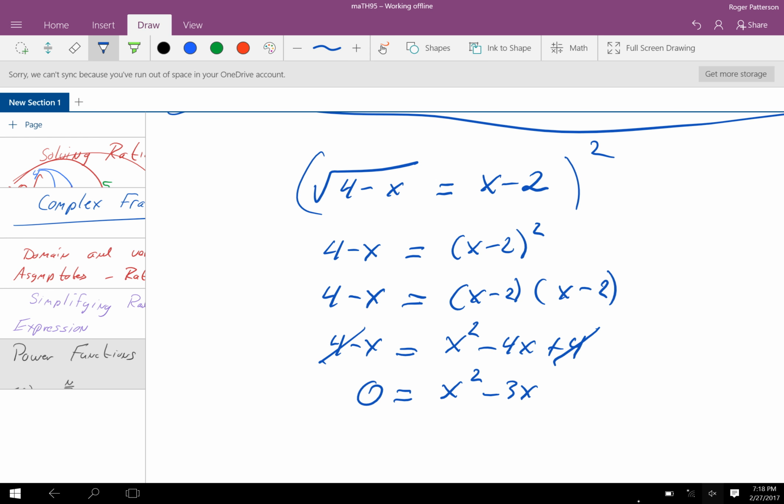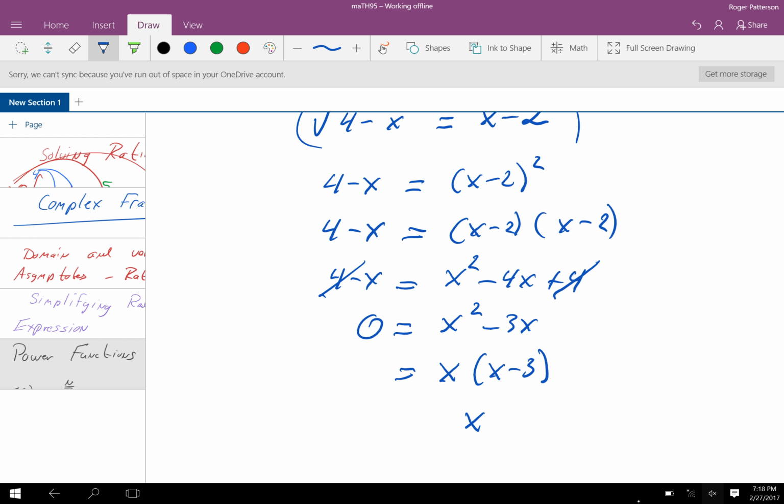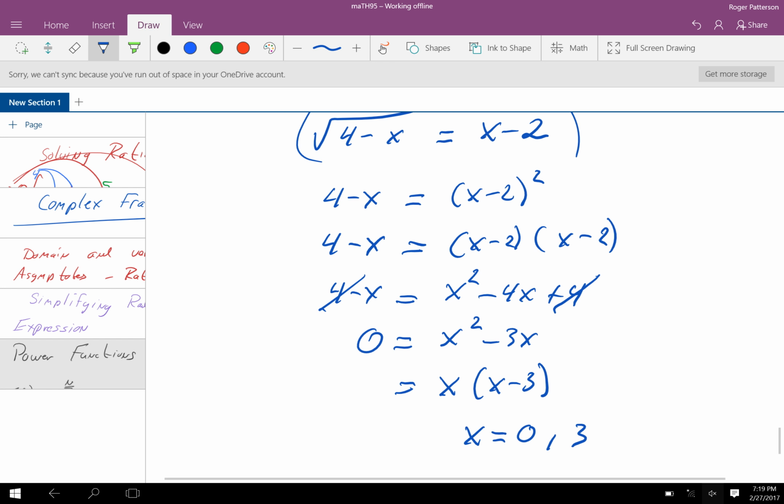Okay, this is set equal to 0. Factor out an x. There it is. What's one of my answers? x equals 0, x equals 3. Okay, so I got 0 and 3. I factored out an x. I got 0 and 3. So now I need to check them. Got to make sure that they're both going to work out. So I got to check them.